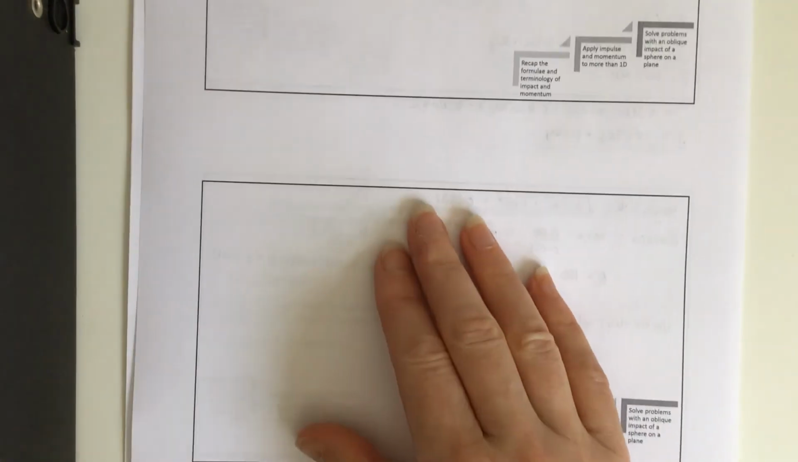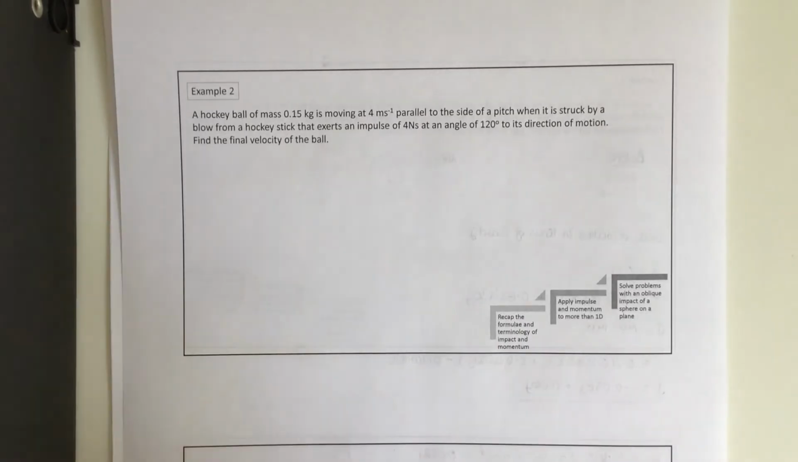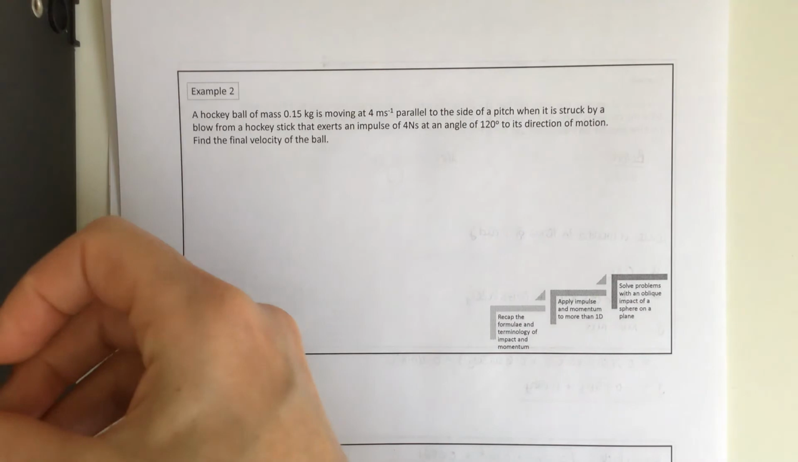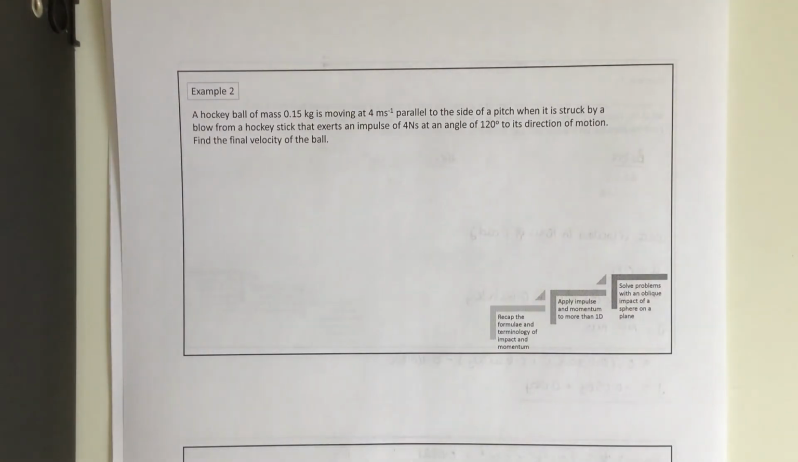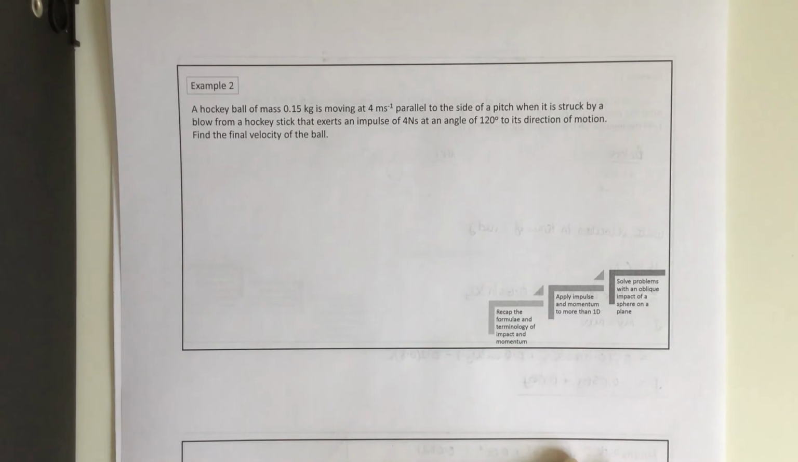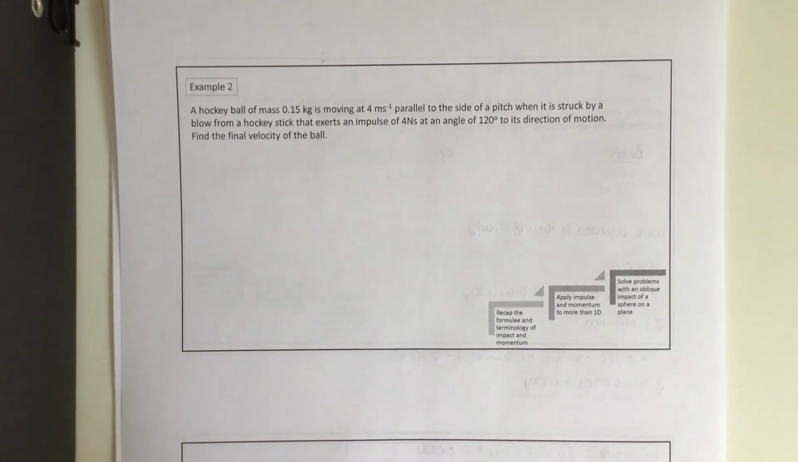Right, let's move on to example 2. So we've got here a hockey ball of mass 0.15 kilograms. It's moving at 4 meters per second, parallel to the side of a pitch. It's struck by a blow from a hockey stick. It exerts an impulse of 4 Newton seconds at an angle of 120 degrees to its direction of motion, and we've got to find the final velocity of the ball.